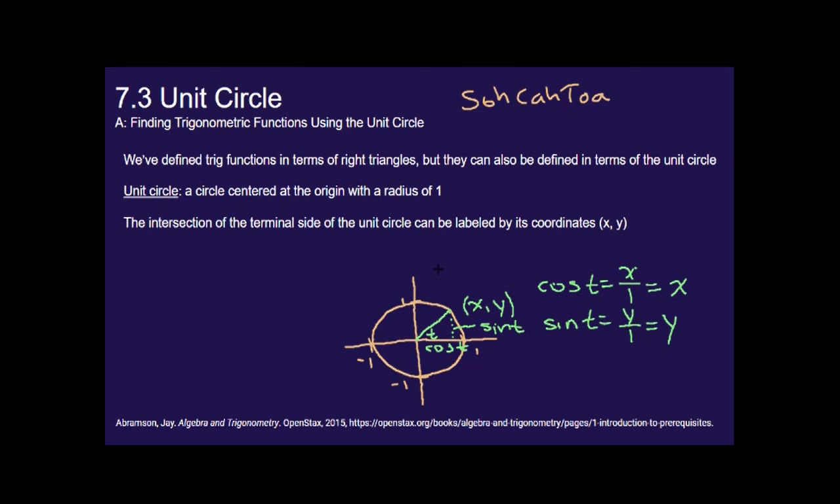Real quick, I just want to take note that depending on which quadrant it is, you're going to have different values for x and y. So in quadrant 1, you're going to have a positive x and a positive y. Quadrant 2, you'll have a negative x and a positive y. Quadrant 3, they'll both be negative, negative x and negative y. Quadrant 4, you'll have a positive x and a negative y. That's going to come in useful later, so keep those things in mind.